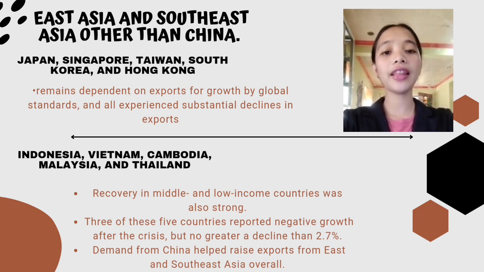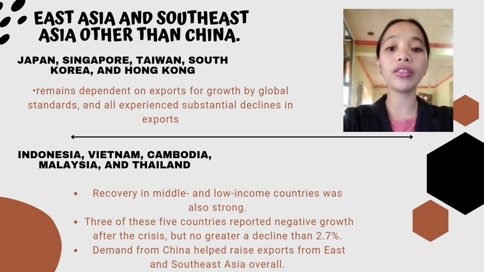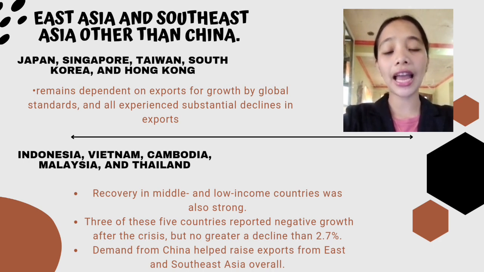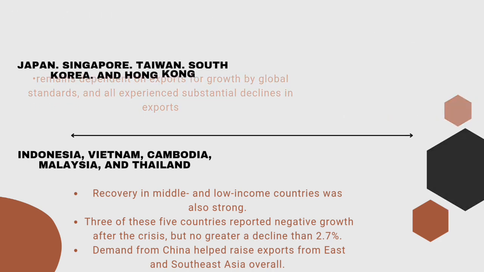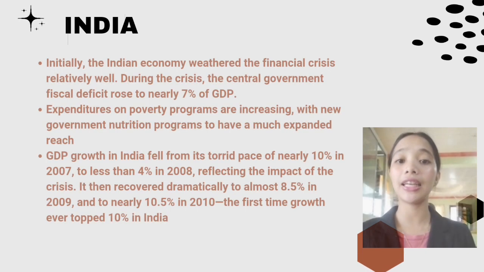Recovery in middle and low-income countries including Indonesia, Vietnam, Cambodia, Malaysia, and Thailand was also strong. Three of these five countries reported negative growth after the crisis, but no greater a decline than 2.7%. Demand from China helped raise exports from East and Southeast Asia overall. The World Bank noted that China's infrastructure outlays also underpin demand for regional raw materials used in construction from different countries. The role of China in the region has continued to grow. However, tensions over that role were a factor in the push for a new Trans-Pacific Partnership and smaller regional agreements. In the 2011 to 2013 period, growth continued among countries in this region but with wide variations.